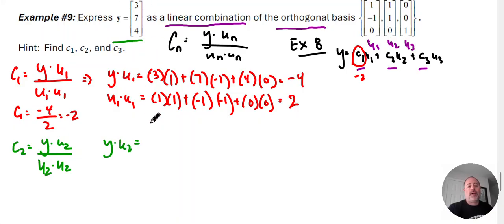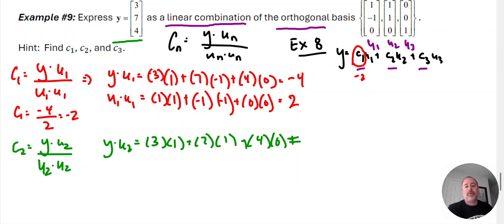Again, we're going to take the y components and dot them with the second column, so our u sub 2 values. We're going to do 3 times 1, 7 times positive 1 again, and then 4 times 0. And sorry, that should be equal to... actually, let me change that.